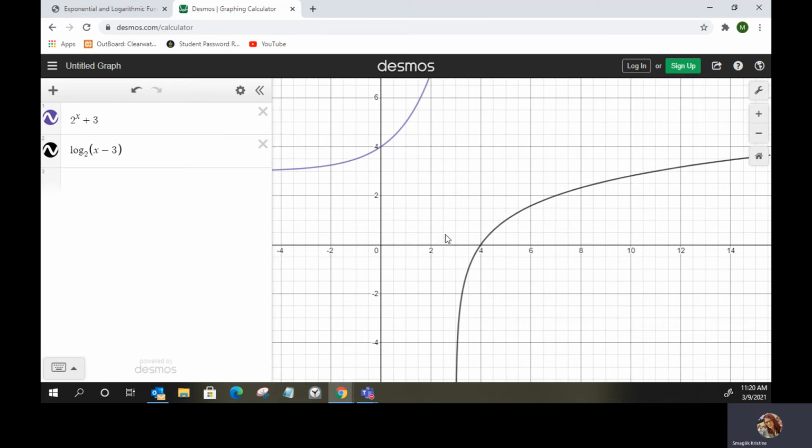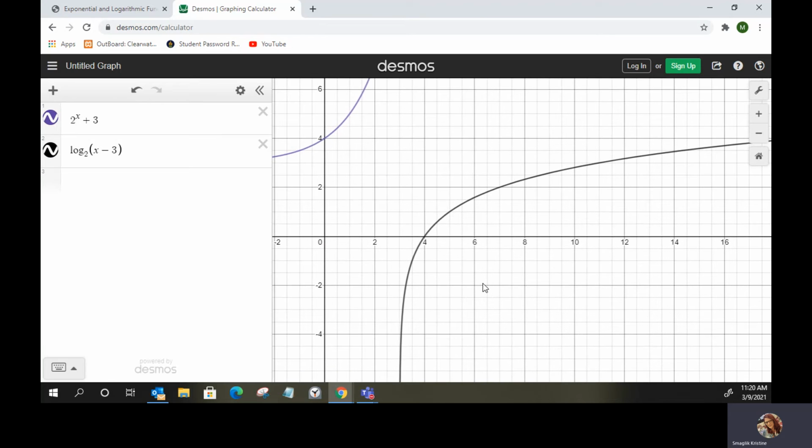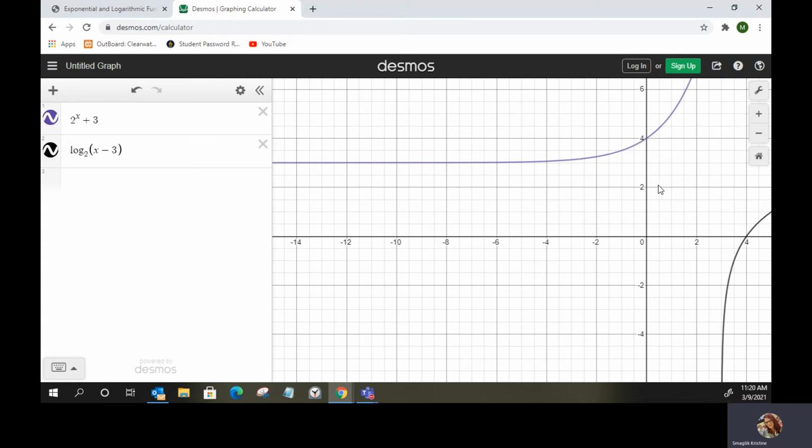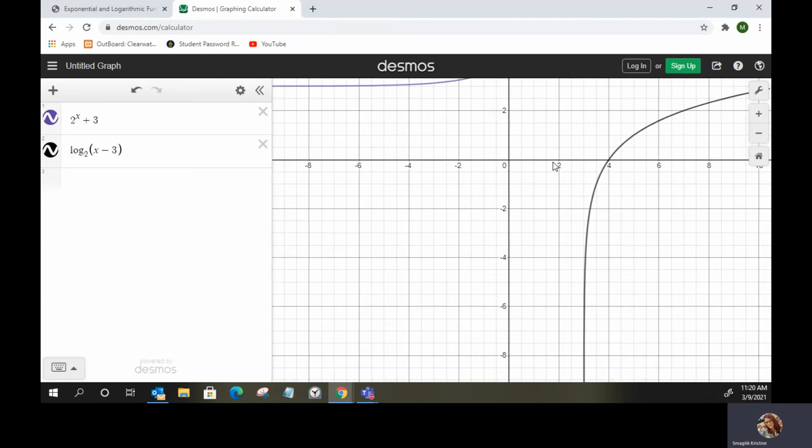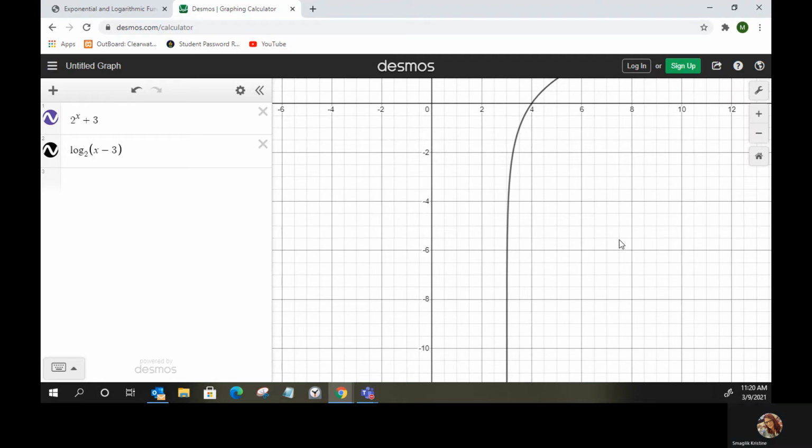We've already talked about this guy, so let's talk about this guy. We had an asymptote at y equals 3. Well, now check it out. My asymptote is at x equals 3.